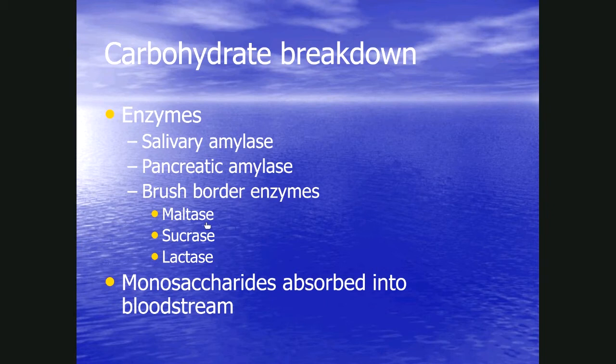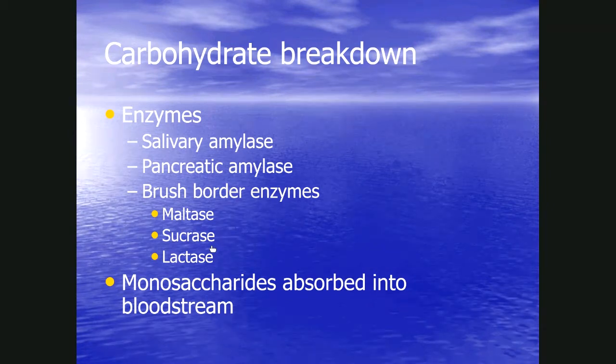And so, malt, for example, you may hear of a malted liquor or a malted beverage, and that means that it just used some sort of grain as the base for its fermentation, for its main ingredient. Next brush border enzyme is called sucrase. Sucrase splits apart sucrose. Sucrose is what we use in America as our table sugar.